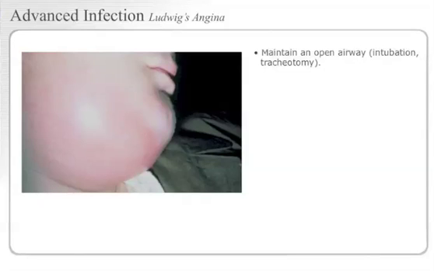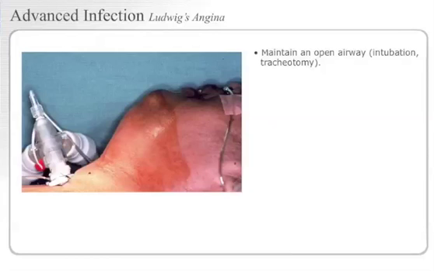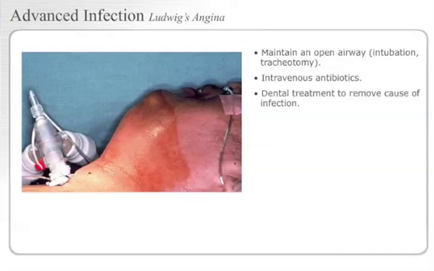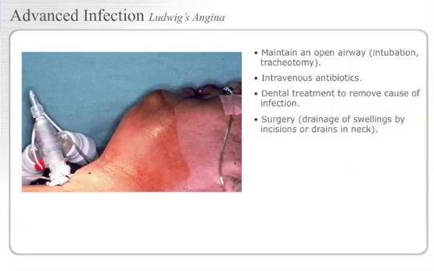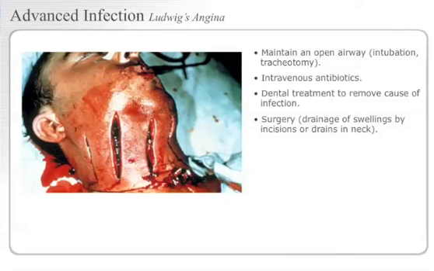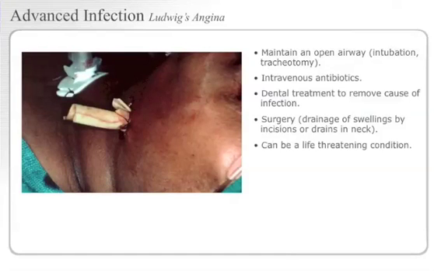The goal of the emergency treatment is to maintain an open airway. This may involve intubation or tracheotomy in extreme cases. Intravenous antibiotics are given to combat the infection. Dental treatment must treat the cause of the infection to resolve the source of the problem. In some cases, surgery may be recommended, including drainage of the swelling through incisions or the placement of drains in the neck. Ludwig's angina can be life-threatening. Proper protection of the airway and adequate antibiotic therapy are key to treatment success.